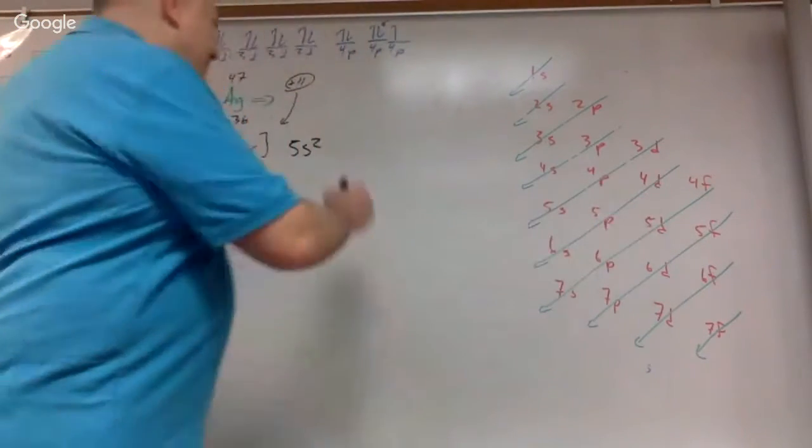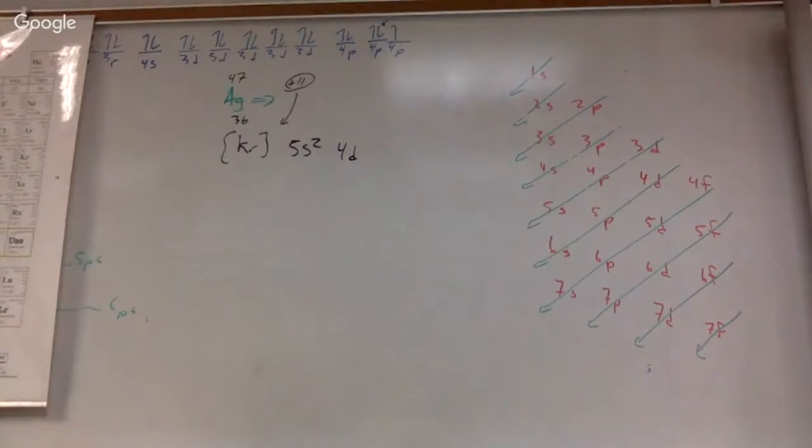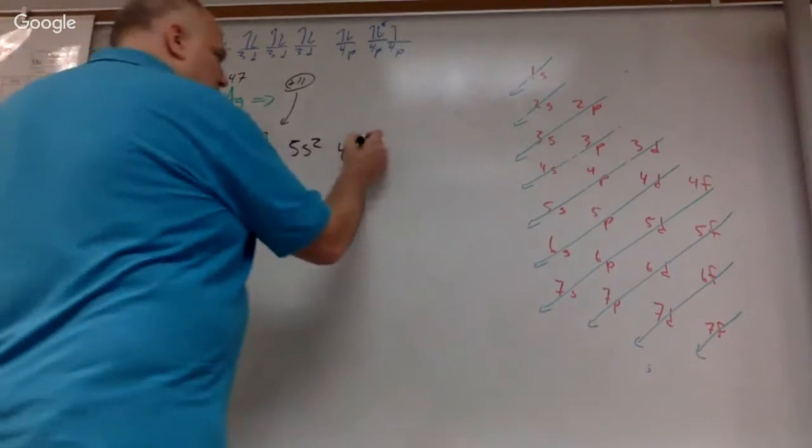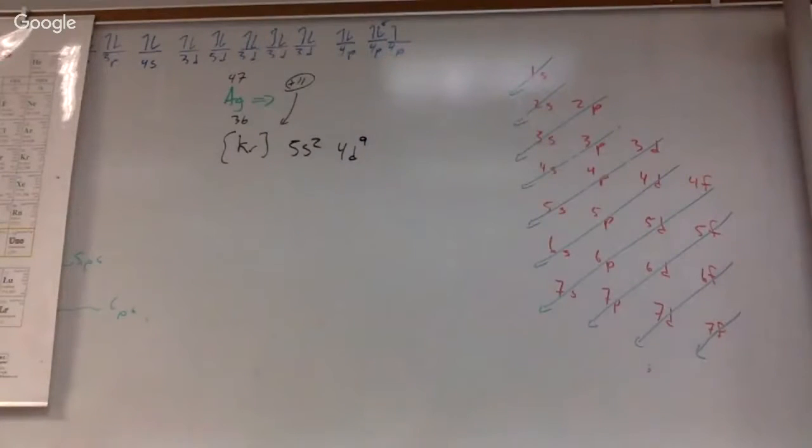After 5s2, where do I go? 4d. Now, here's the thing. I only have 9 more electrons to place, right? So I'm just going to write 4d9. Not 4d10, because we didn't fill it up, agree? It's 4d9. That's my shorthand.